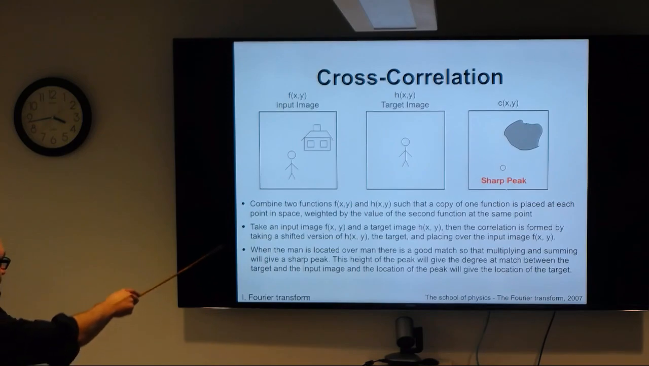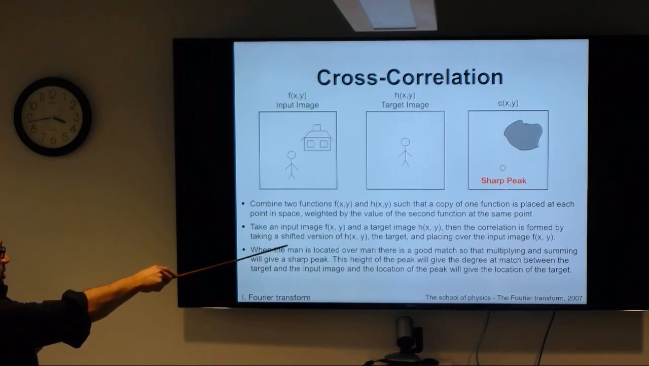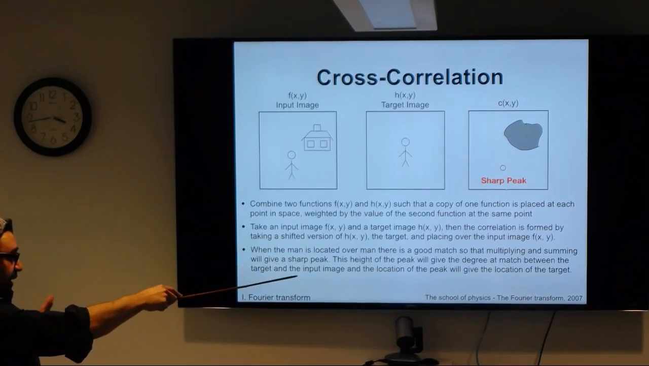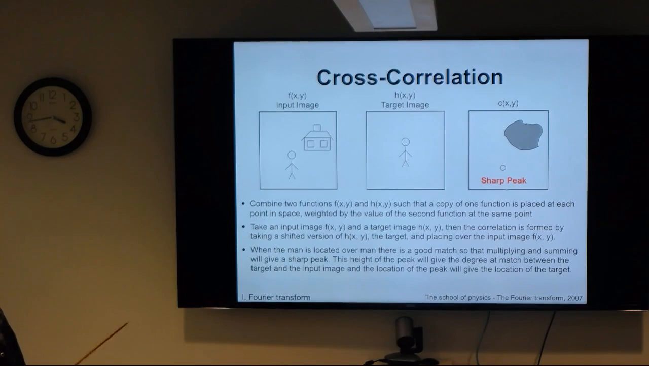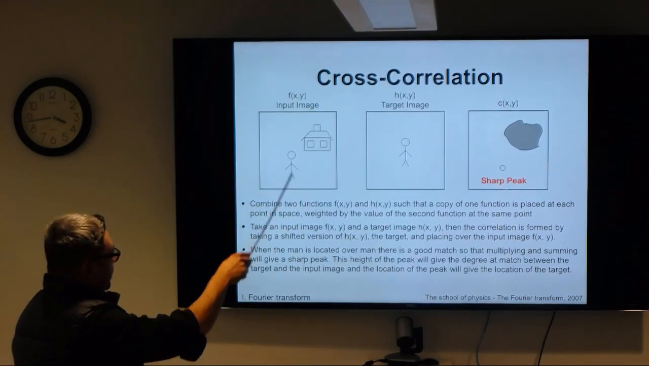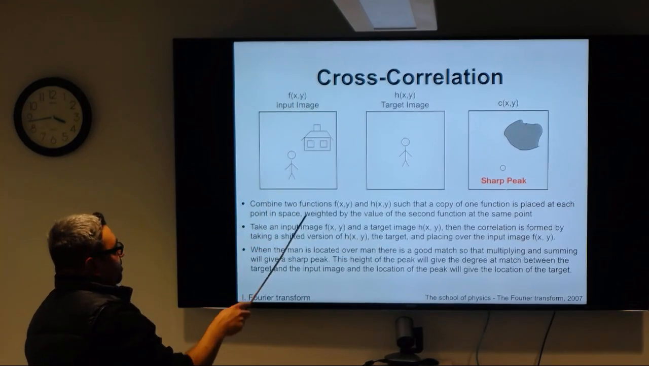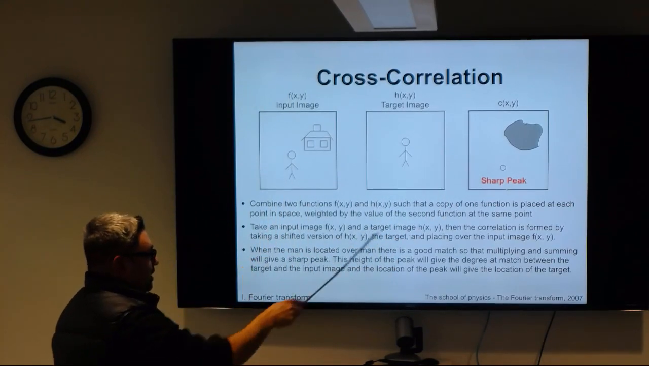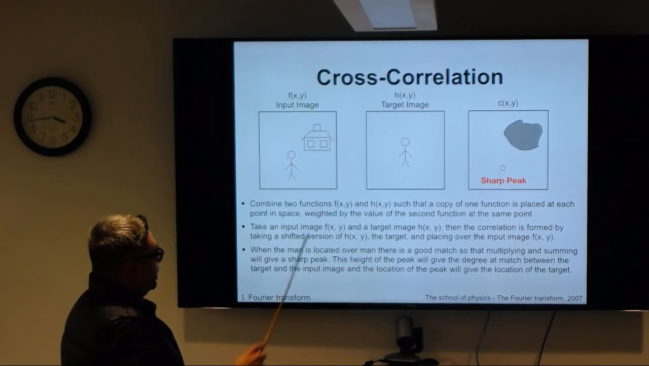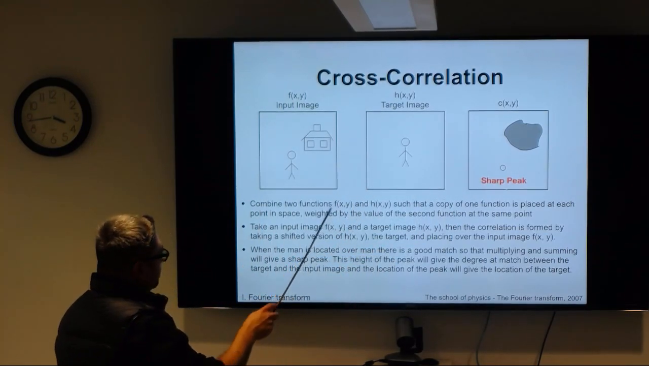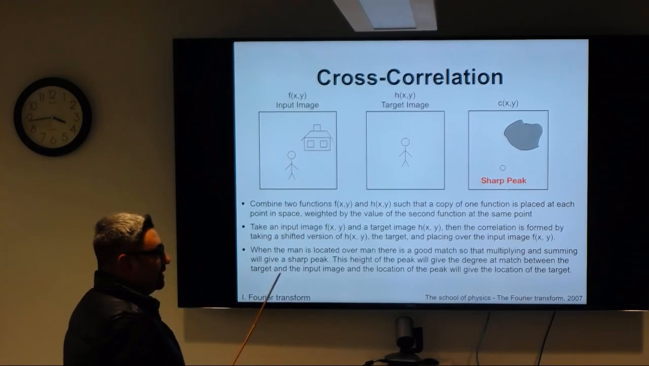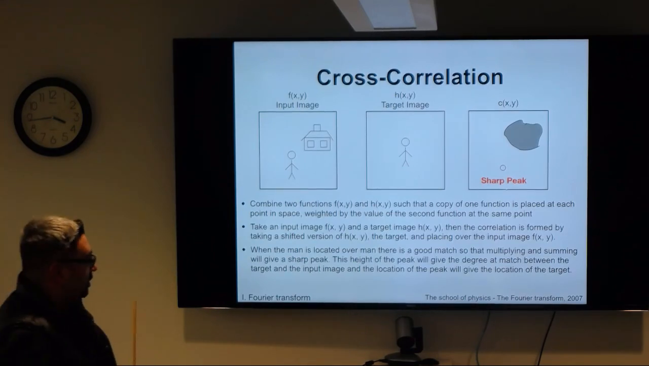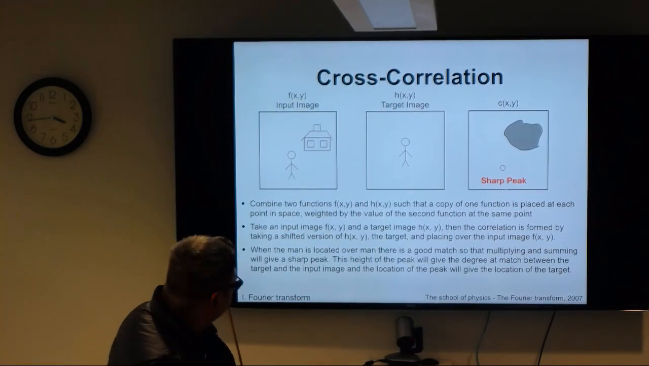So you take an input image and a target image, then the correlation is formed by taking the shifted version of the target and placing it over the input image. So what does that mean? Here's our input image, here's our target. You take this man here and you put it where the man is and you get this sharp peak. But if you take this picture of the man and put it where the house is, you're just going to get a blob. That's important for particle picking, for example.